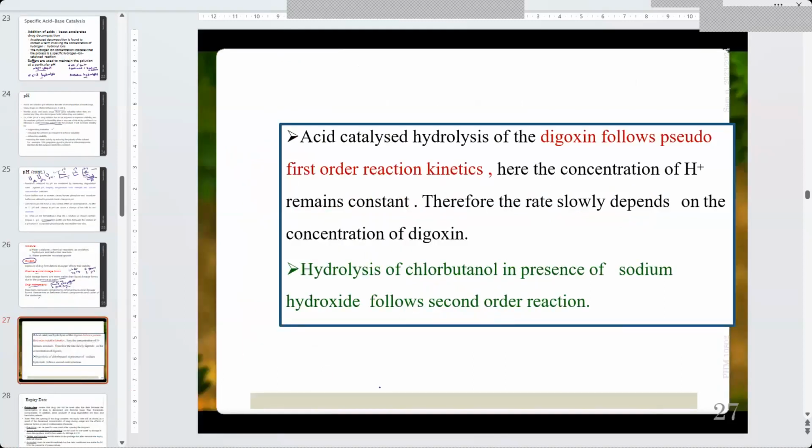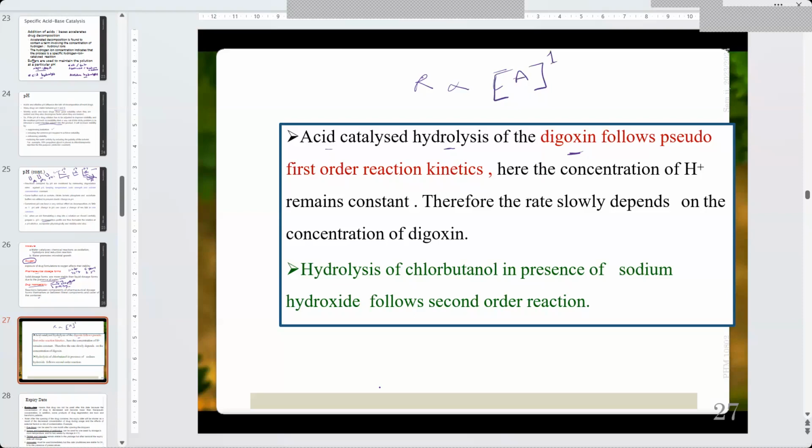This is an example of acid catalyzed hydrolysis reaction, digoxin. Digoxin actually may be hydrolyzed, and this hydrolysis is catalyzed by acid. And this follows pseudo first order reaction. Okay? So it follows the first order reaction, means that the degradation rate is proportional to one factor only. Okay, and the power is 1. One factor, the power is 1.